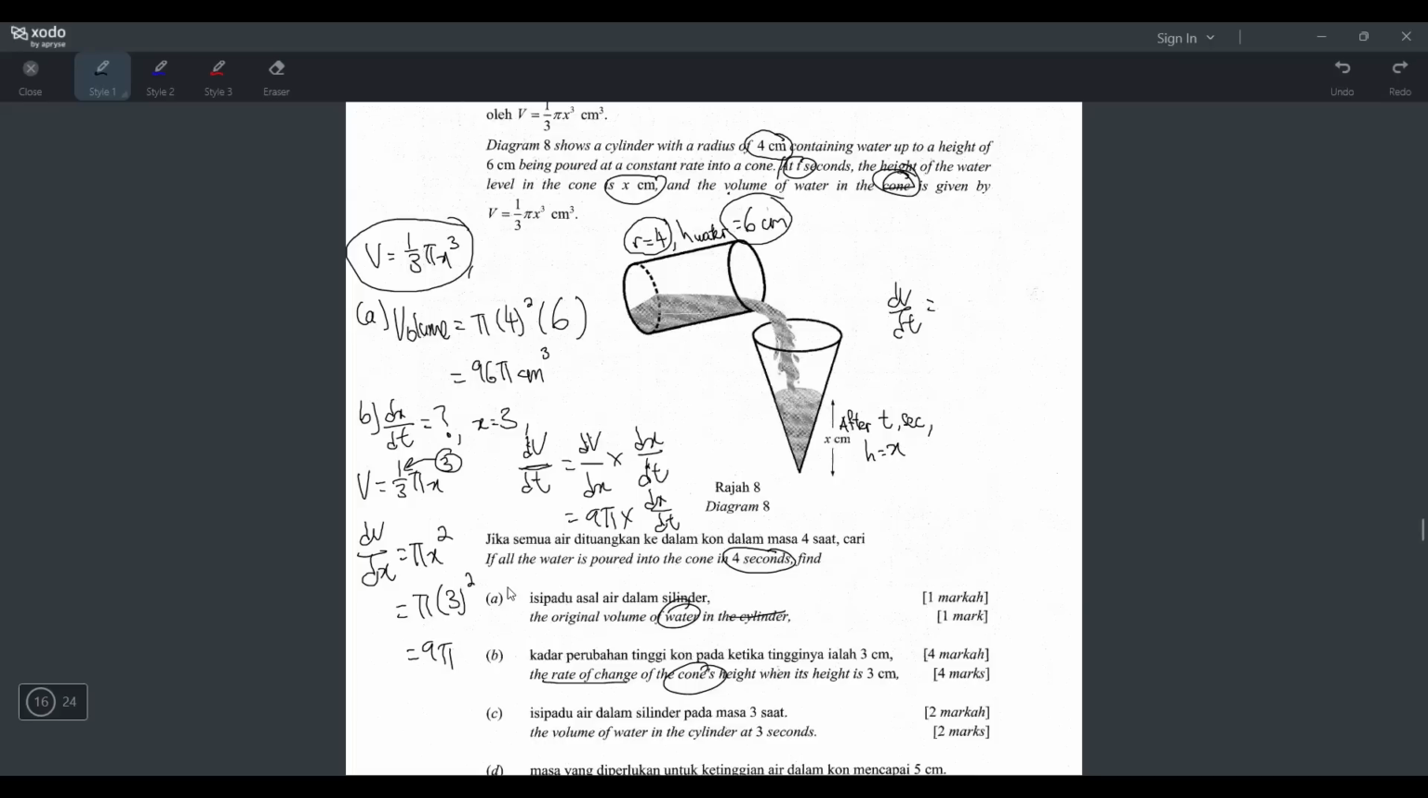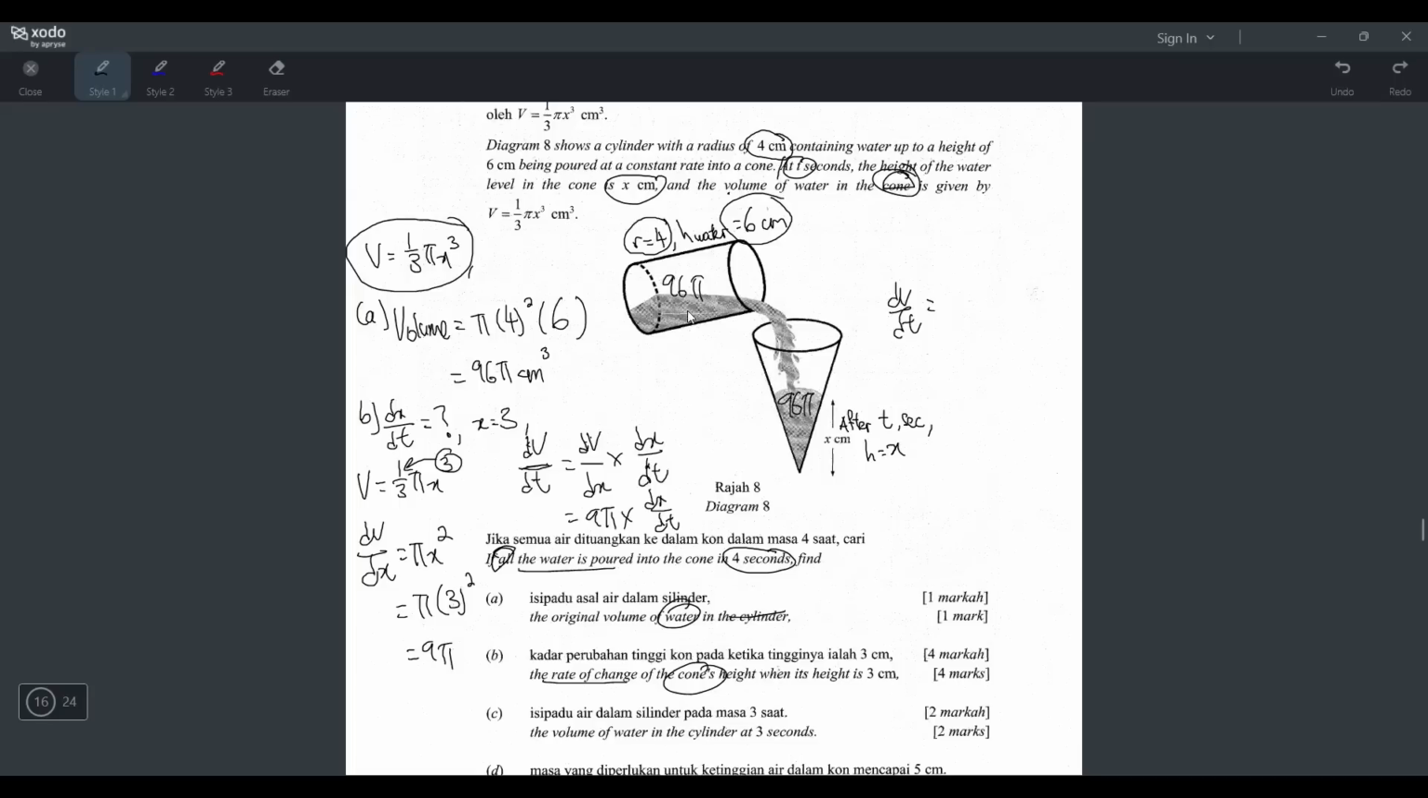Okay. Question A just now says to find the original volume of water in the cylinder, right? So the original volume of water in the cylinder is 96 pi. And you pour the 96 pi into the cone, right? It says here all the water is poured into the cone in 4 seconds. So after 4 seconds, there will be 96 pi also in the cone.